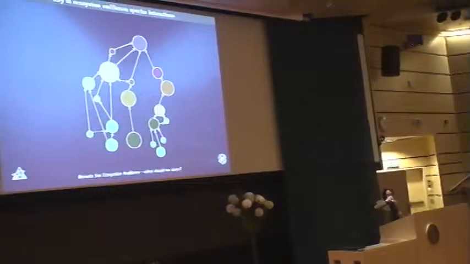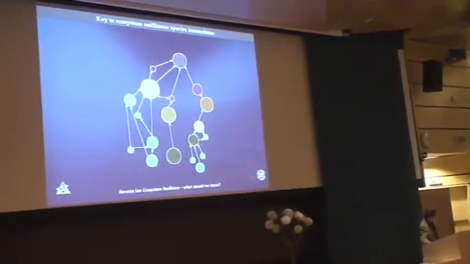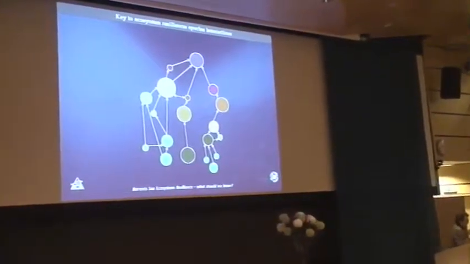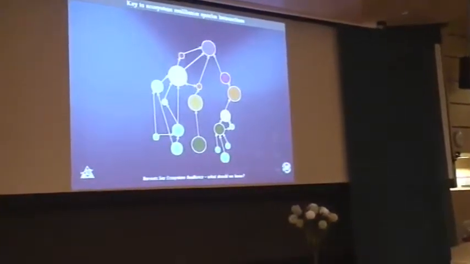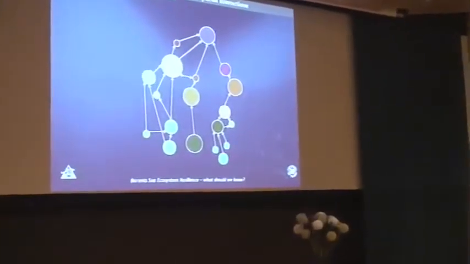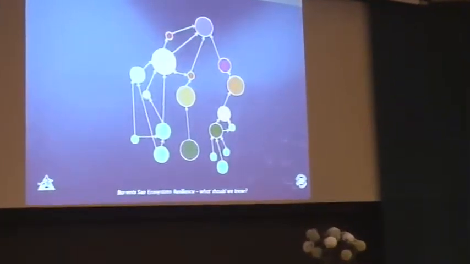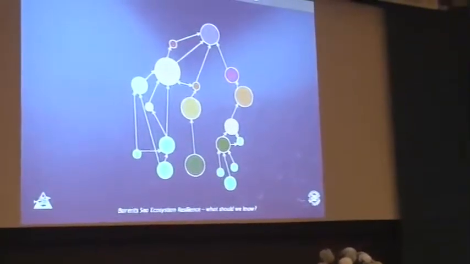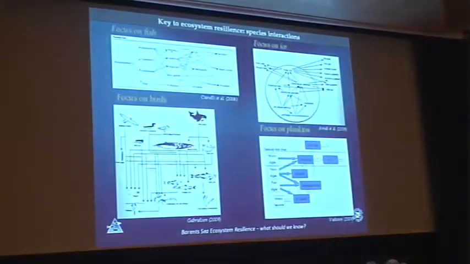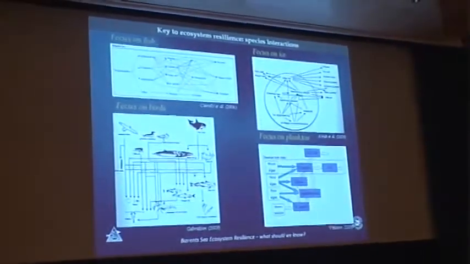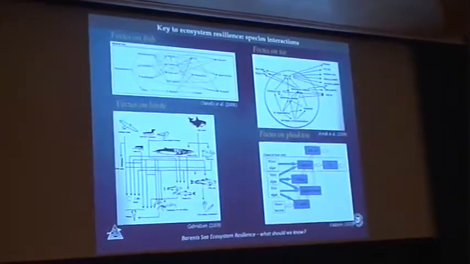Okay, so if the key to study resilience is the species interactions, one way to look at species interactions is to represent the species through what we call an ecological network. And you have here a schematic representation of an ecological network. In the Barents Sea, we actually have a relatively good idea of the species composition in the system.